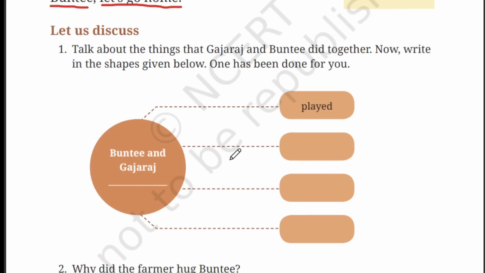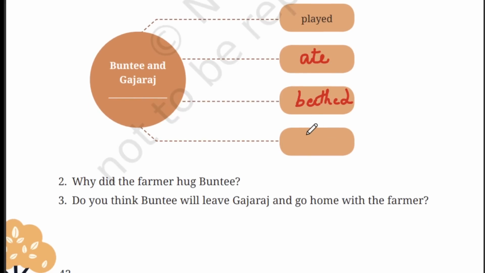Okay, let us discuss. Talk about the things that Gajaraja and Bunty did together. Now write in the shape given below. One has been done for you. So Bunty and Gajaraja played. So what else did they do? Bunty and Gajaraja ate together, right? So they ate. And what else? They took a bath together. So bathed. And what else? They slept together.